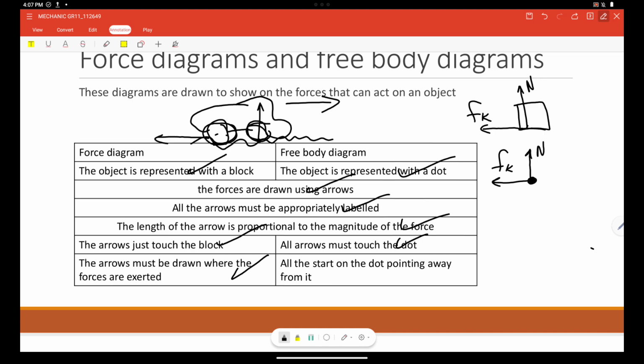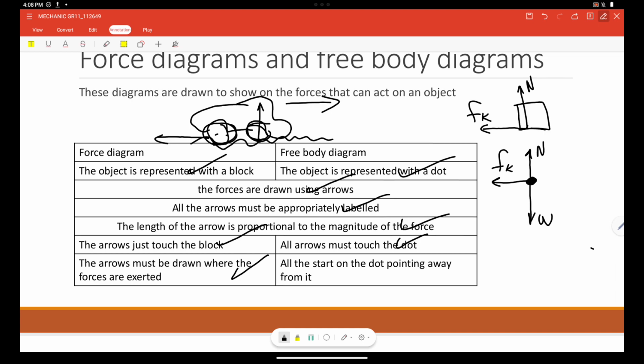Remember, all the objects that we're dealing with here have mass, and they're all going to experience the gravitational force. They're going to have weight. So drawing the weight as well, we are going to draw the weight pointing downwards. Remember, the weight is always vertically downwards. That will be the weight, and it also needs to start from the dot.